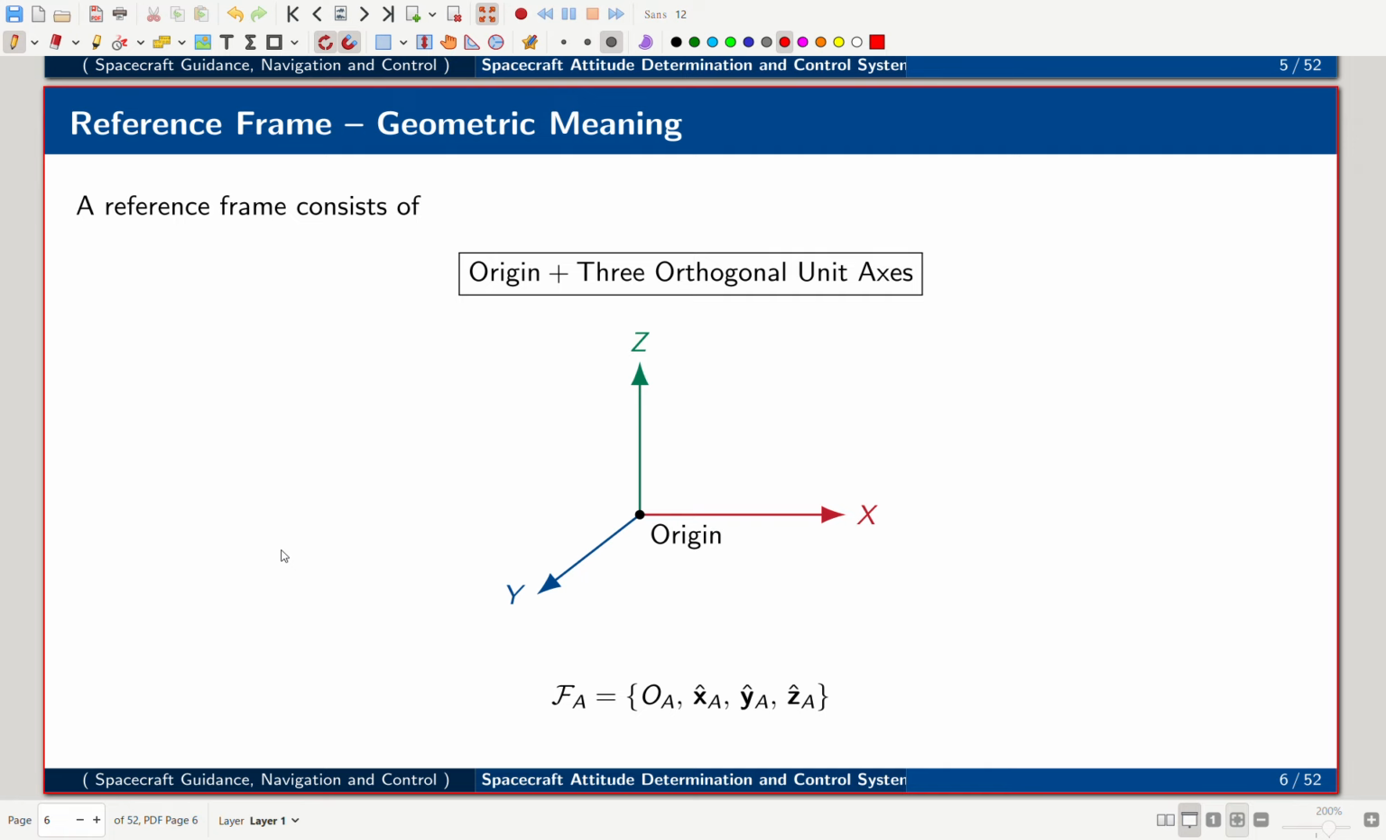So the reference frame, I just try to draw it. A reference frame consists of an origin and 3 orthogonal axes, right? So this is very important. It should consist of one origin, and it also has the 3 orthogonal axes, 90 degrees apart. It should subtend 90 degrees, right? Then only we can say this is a reference frame.